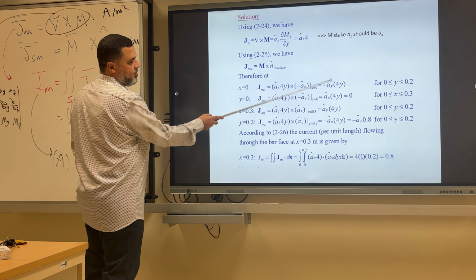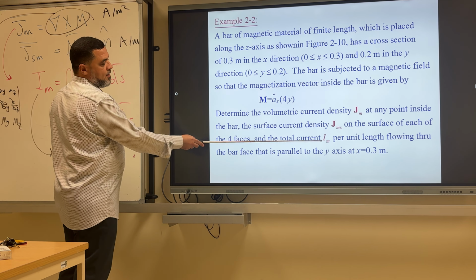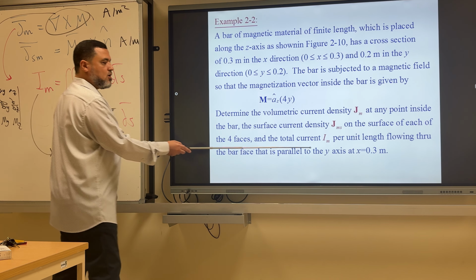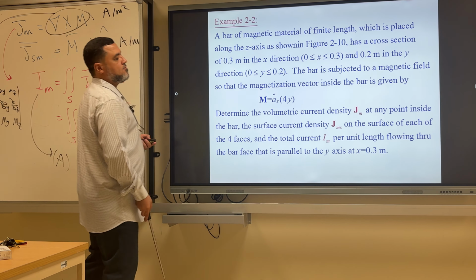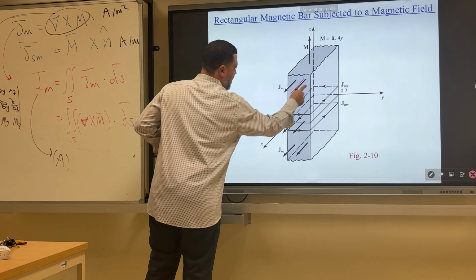Now the last part is to find the total current Im on a bar face which is parallel to the y-axis at x equal 0.3. We need to find the total current Im. It should be the current in ampere on this face.